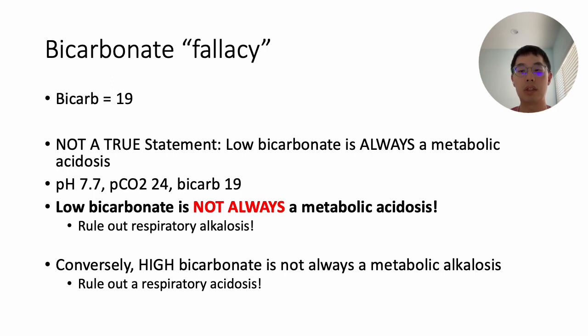The kidneys are doing their job, responding appropriately to the high pH by trying to get rid of bicarbonate, resulting in lower bicarbonate levels. So this is metabolic compensation for the respiratory alkalosis. Conversely, a high bicarbonate level, again, is not always a metabolic alkalosis, and you'll want to rule this out by getting an ABG and making sure you don't have a respiratory acidosis.